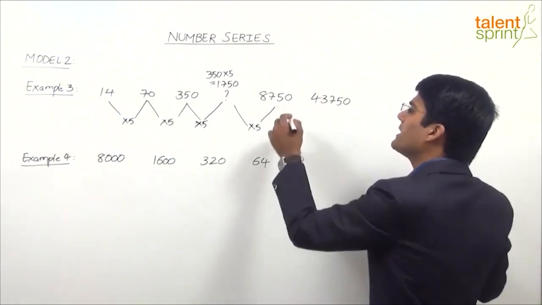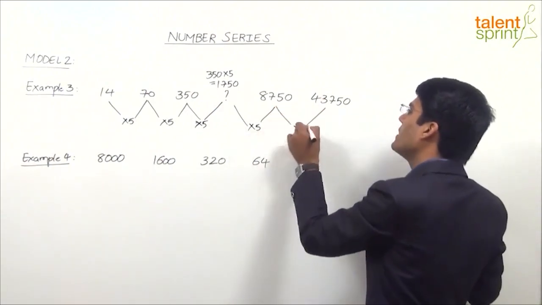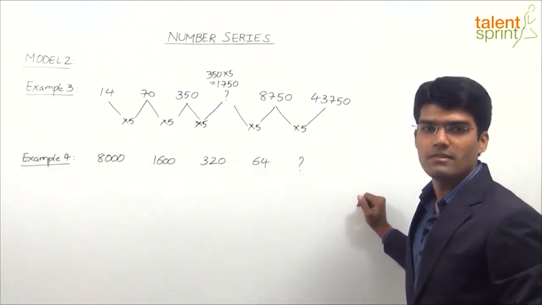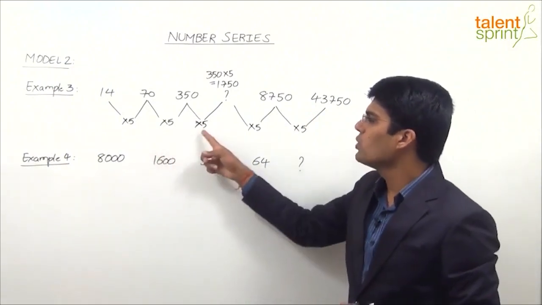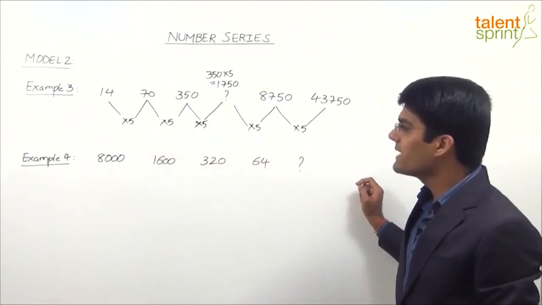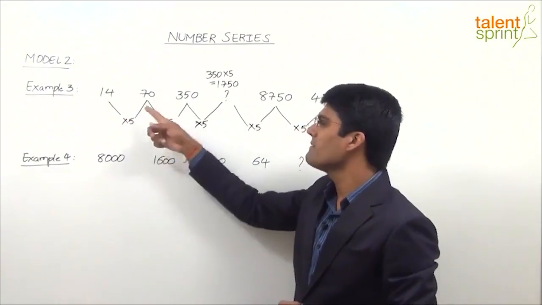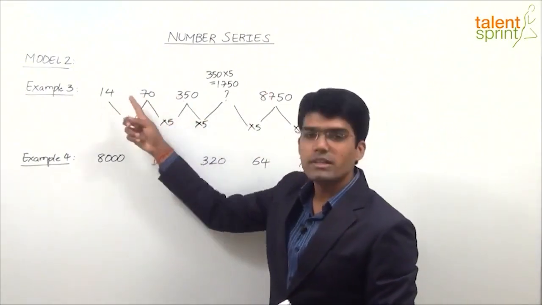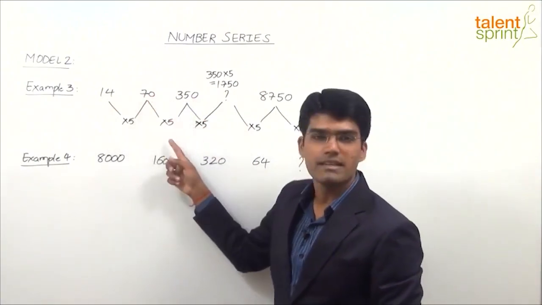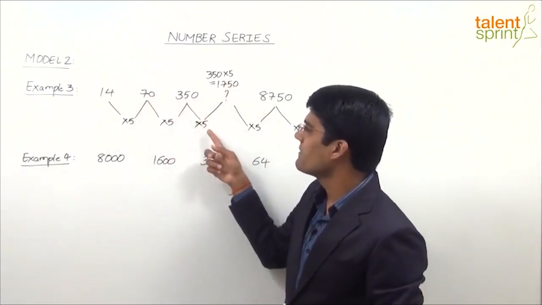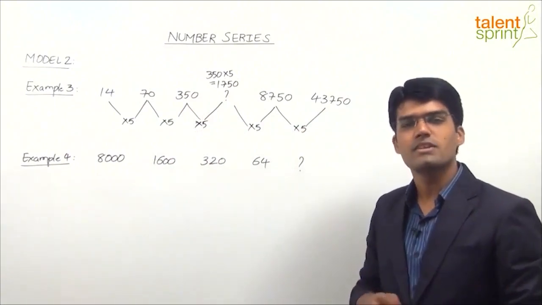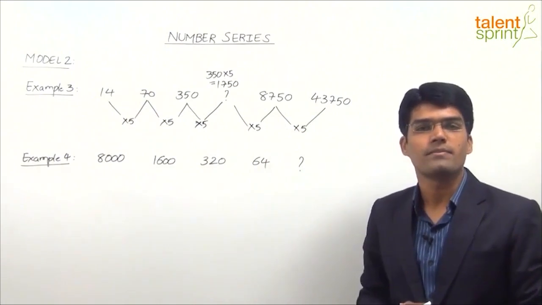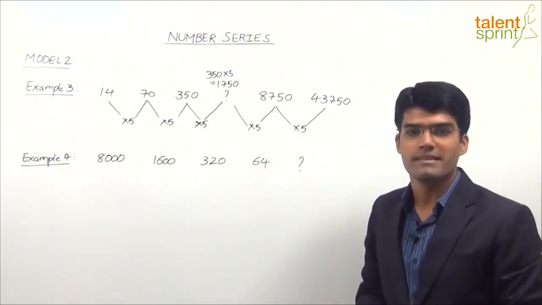And similarly, 8750 into 5 will be equal to 43,750. So very clearly, the ratio between two consecutive terms here is common. Or we can say that each term multiplied by 5 gives us the next term. By the term ratio, we mean that 70 by 14 is 5, 350 by 70 is 5, similarly 1750 by 350 is 5. So we can either say that the ratio is common or each term is multiplied by a fixed value to get the next term. Such a series is called a geometric series.